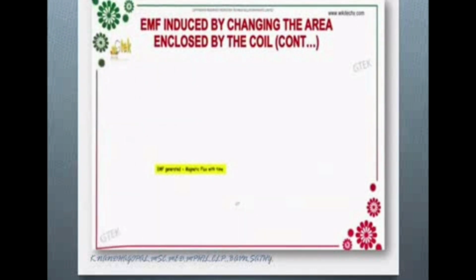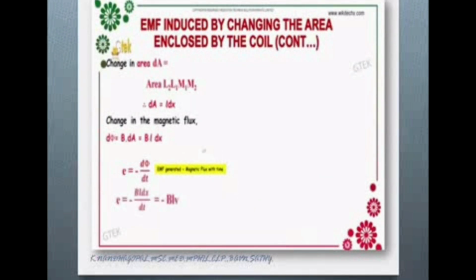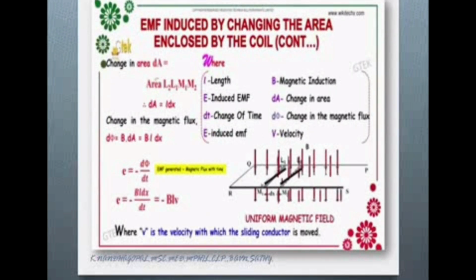Now you can do the calculation. See the initial area and the final area: we are changing the area from L1 M1 to L2 M2. That changing area dA is L into dx, where dx is the displacement and L is the length. That is a rectangular area. According to that, d phi equals B into dA, or B L into dx.